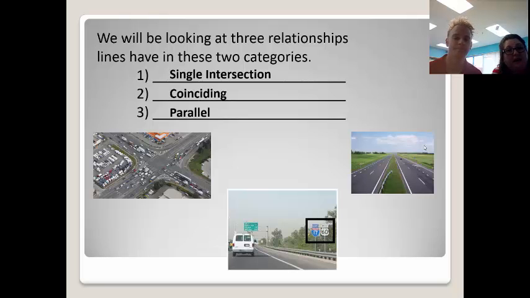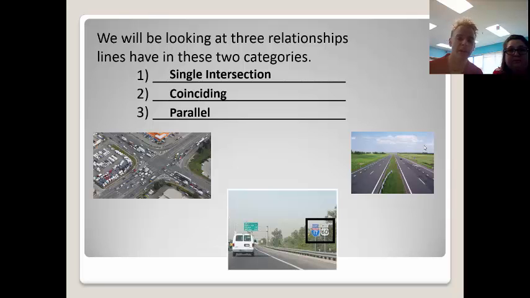And the last type of relationship is parallel, where they never intersect, go on forever and ever, and will never cross. You can see there's no way that a car could be on both of those roads at the same time because there's no intersection there.